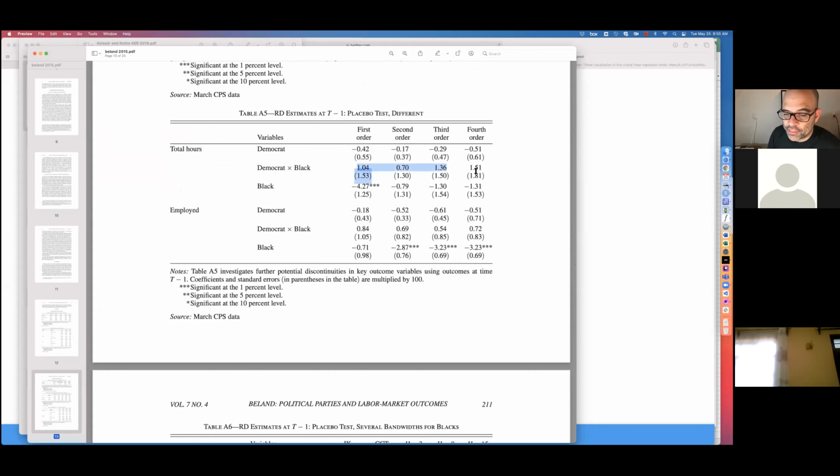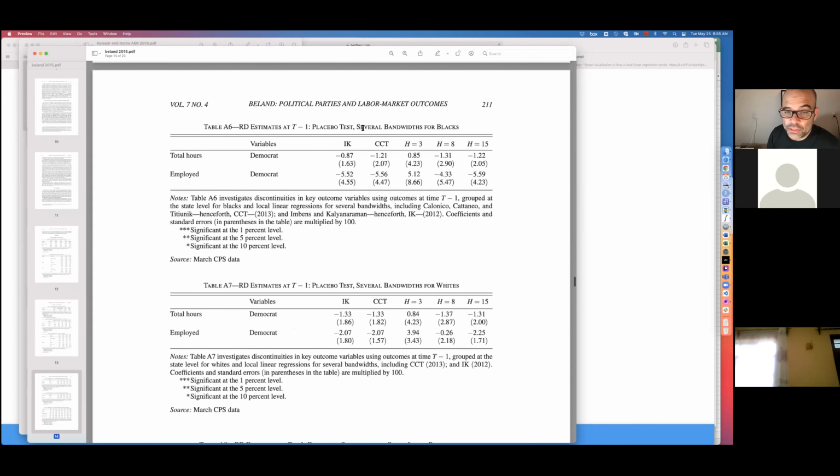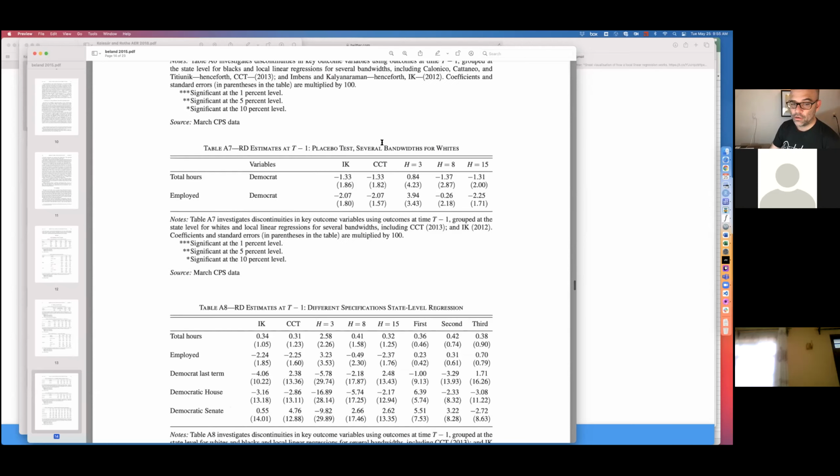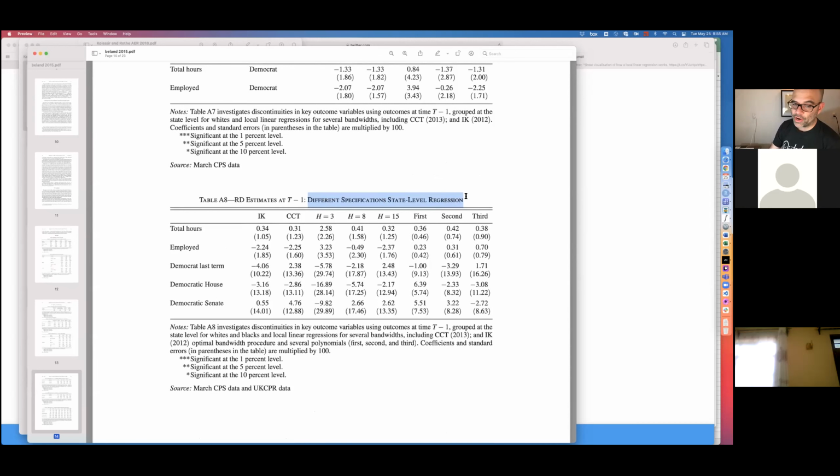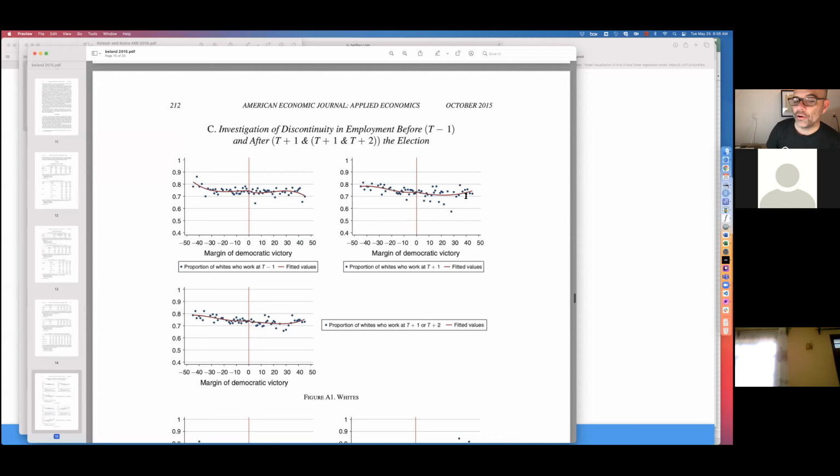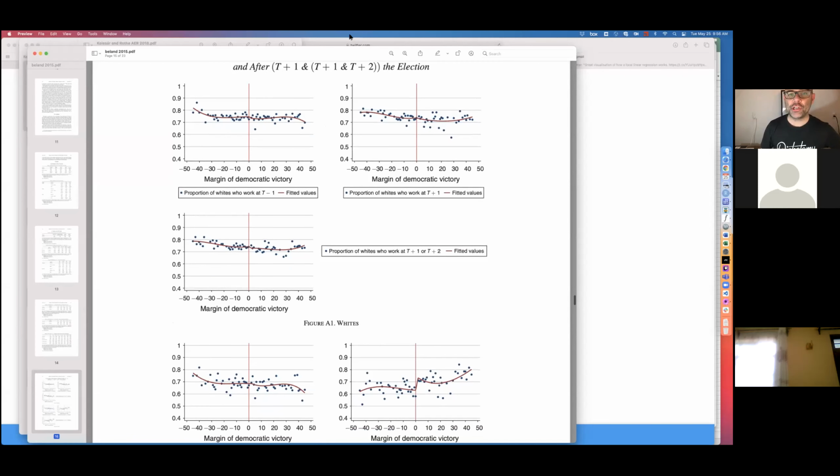Nothing, nothing, nothing. They do different bandwidths. Now they're moving away from the global regressions, and now they're using these non-parametric methods. Here you see the Imbens and Kalyanaraman. Here you see Calonico, Cattaneo, and Titiunik. Different bandwidths that are now being artificially chosen to see how robust their results are. These are placebo tests. Different specifications for state level regressions. It just goes on and on and on. So what do they do? To answer your question, Melba, they do both.